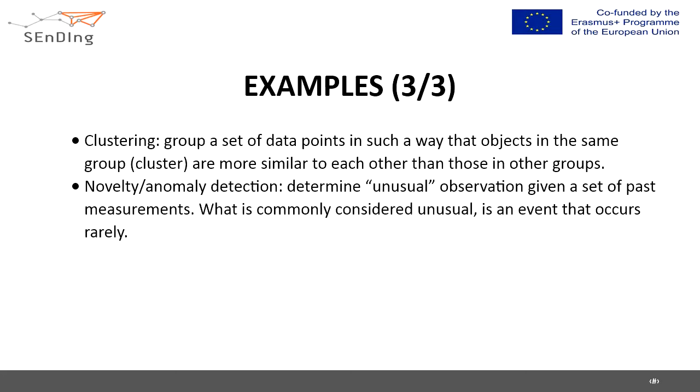Clustering: group a set of data points in such a way that objects in the same group, or cluster, are more similar to each other than those in other groups. Novelty or anomaly detection: determine unusual observations given a set of past measurements. What is commonly considered unusual is an event that occurs rarely.